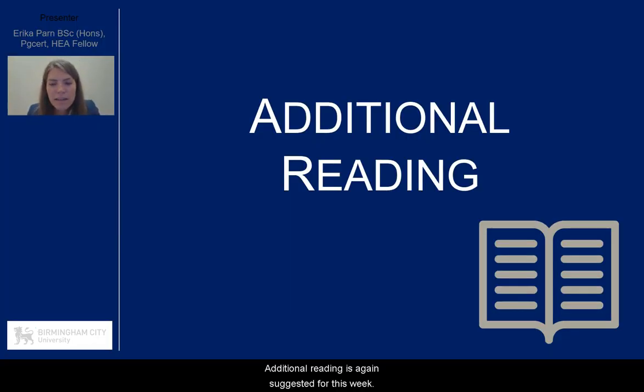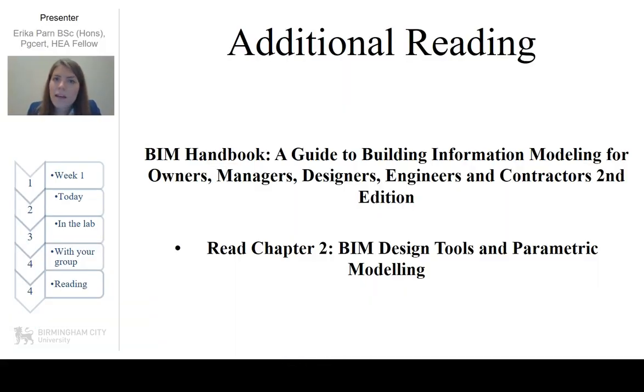Additional reading is again suggested for this week. This week, you will be suggested to read Chapter 2, BIM Design Tools and Parametric Modeling. As you have now familiarized yourselves with the information behind BIM, you should understand how parametric modeling is essential to BIM and how this applies further to each and every individual discipline within your group. Again, all of this additional reading material is fully available on the Moodle site.